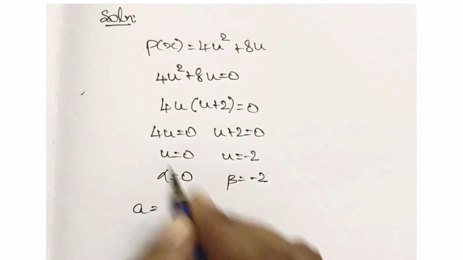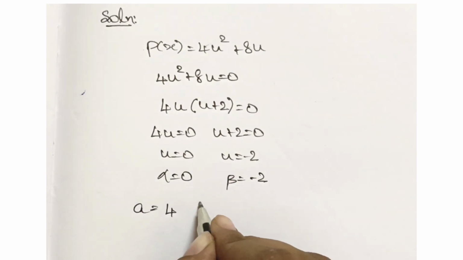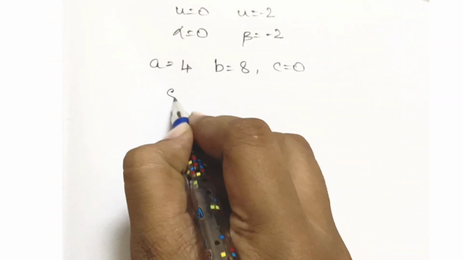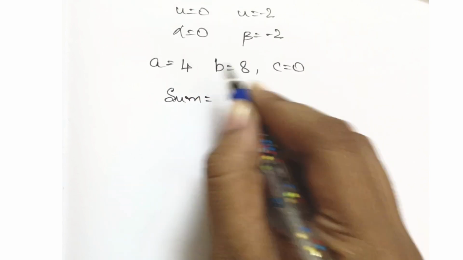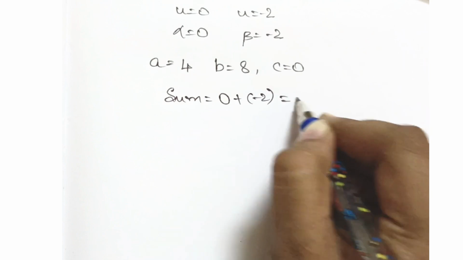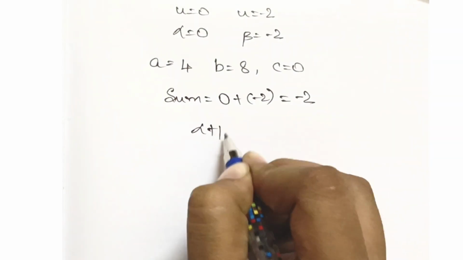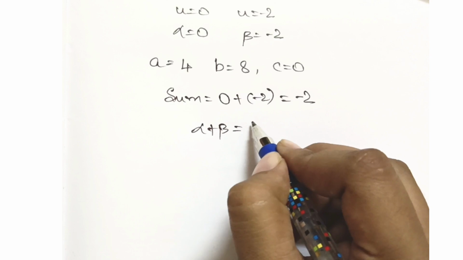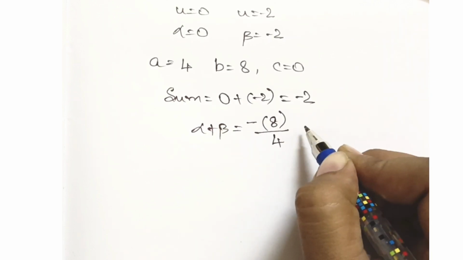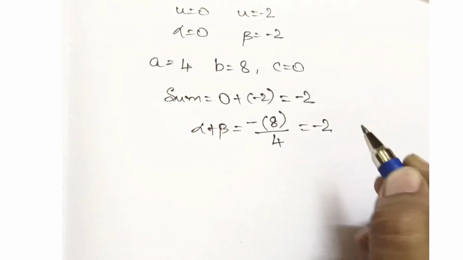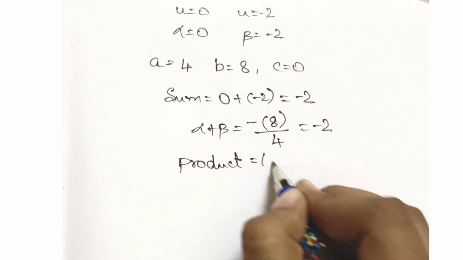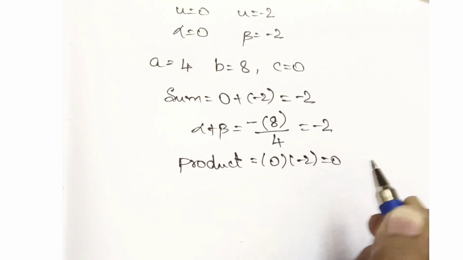So it gets easy. One root is 0 and the other root is minus 2. What's the value of a? a is 4, b equal to 8 and c equal to 0. And the sum of roots is 0 plus minus 2 equal to minus 2. Alpha plus beta equal to minus b by a. What is b? 8. Right? What is a? 4. So minus 2. What's the product of the roots?